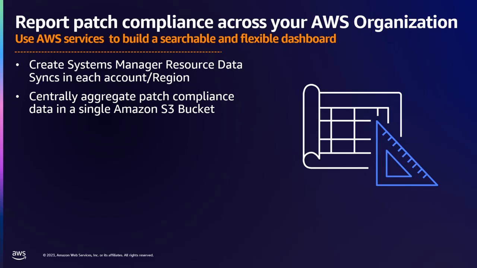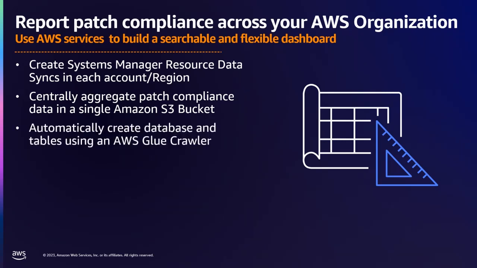So just to touch back a little bit about inventory, inventory has the patch compliance information for that specific instance, and we're actually going to use resource data sinks to aggregate all that information, that patch compliance information, into a single Amazon S3 bucket. Then we're going to take that information and create a database and tables using an AWS Glue crawler so that we can get that information in the correct format that we can actually consume.